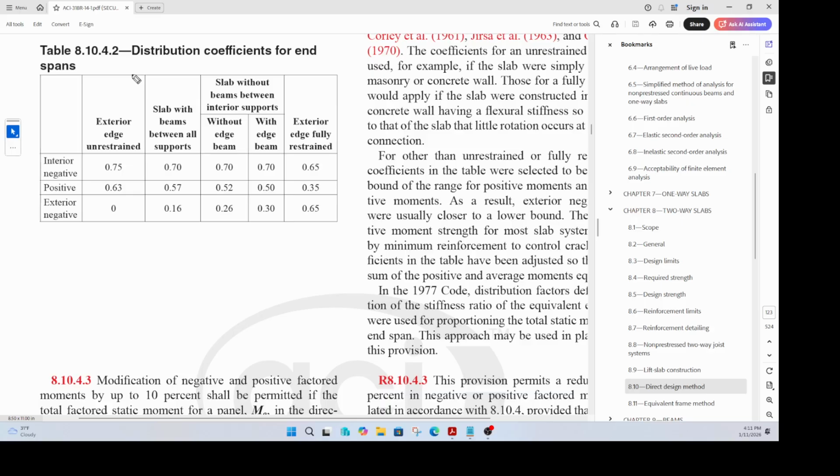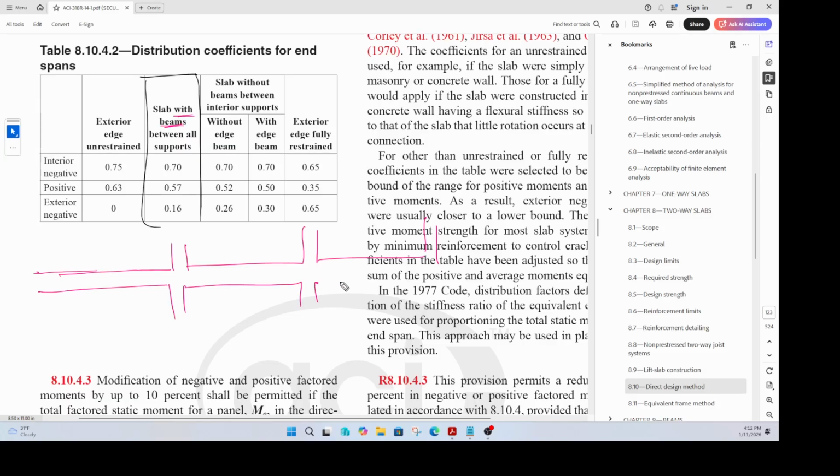Now let's talk about this one. This one here is slabs with beams between all supports. Then we'll talk about without beams, and then something else. So this is when you have a slab like that, right? Let's say there's a column, you have slab, column, and a column. Maybe there is a column here, right? And then there is a beam also built in. So this is the beam portion which is built in with the slab.